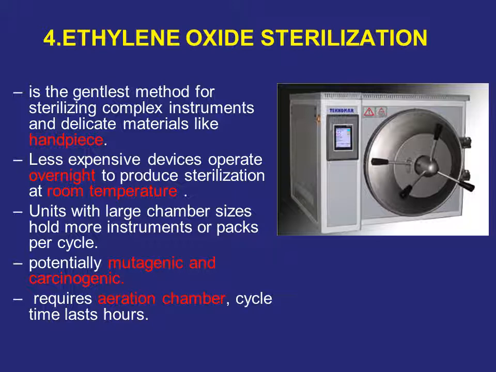A disadvantage of ethylene oxide sterilization is that it is mutagenic and carcinogenic. Also, it requires aeration chambers, where the cycle time lasts hours, meaning sterilization takes a long time.